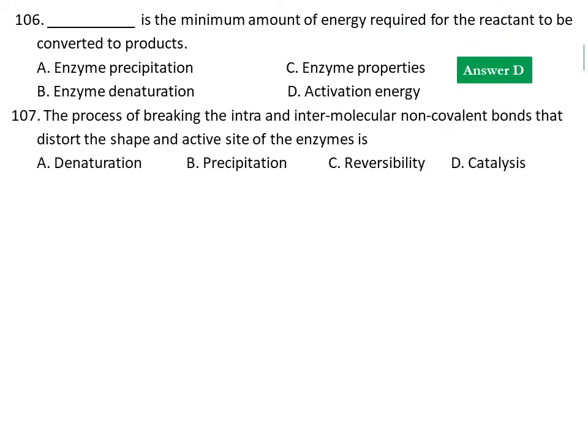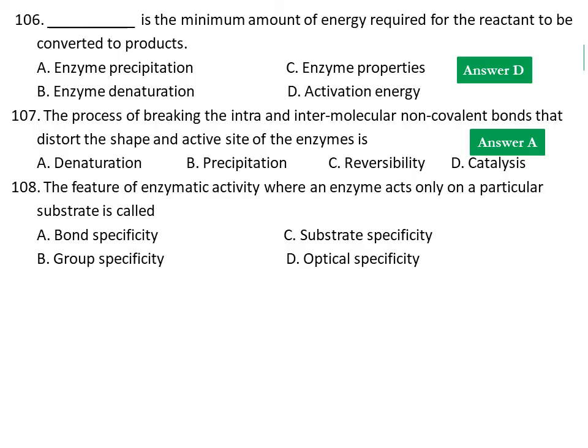Question number 107. The process of breaking the intra and intermolecular non-covalent bonds that distorts the shape and active site of an enzyme is A. Denaturation. B. Precipitation. C. Reversibility. D. Catalysis. So the answer should be A, denaturation.